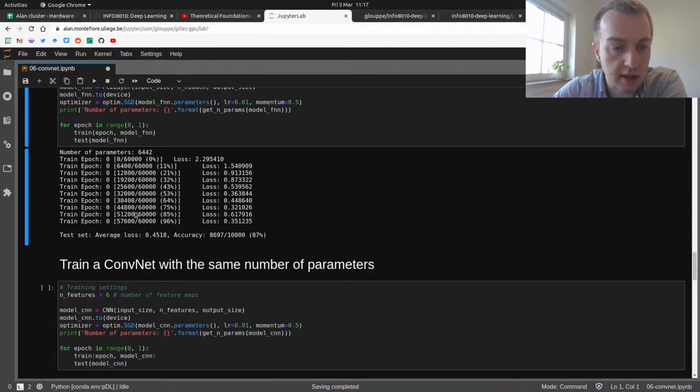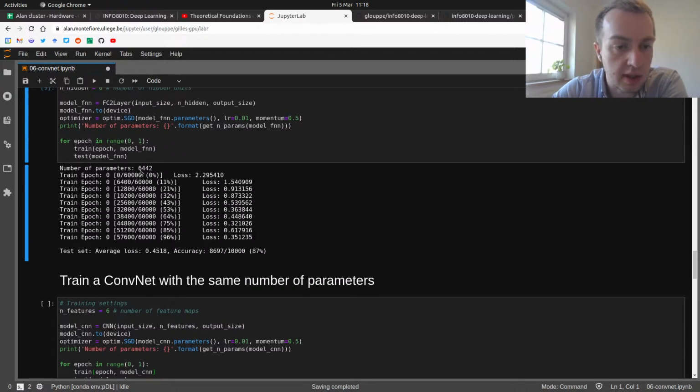So my training data has a size of 60,000 images. And what we observe is that at the end, on some test set made of 10,000 other images, I reach an accuracy with this MLP, which is about 87%. And note that here I've shown also the number of parameters that define this neural network.